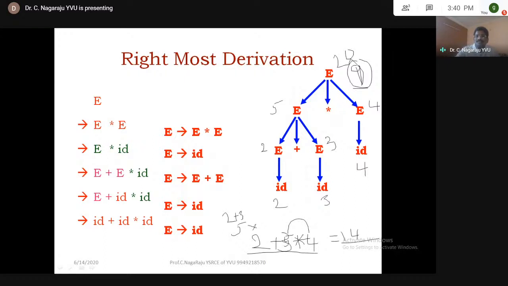But when you go with the leftmost derivation, we get 2 plus 3 equal to 5, and 5 into 4 gives 20. So which answer is correct according to the rules? In one derivation you got 20 and in the other you got 14. Which one is correct? There, ambiguity has occurred. Understood? So ambiguity has occurred.